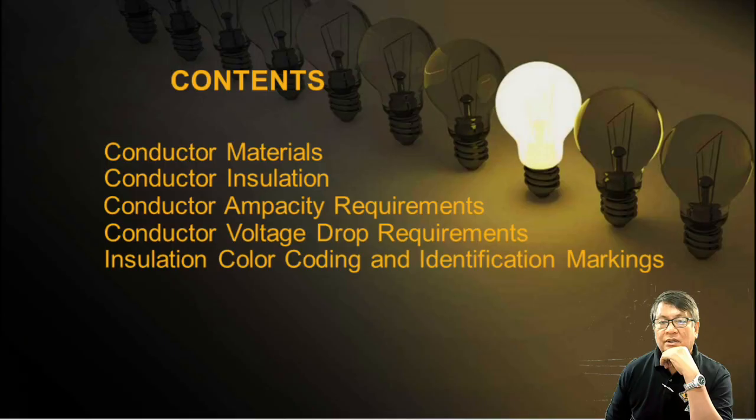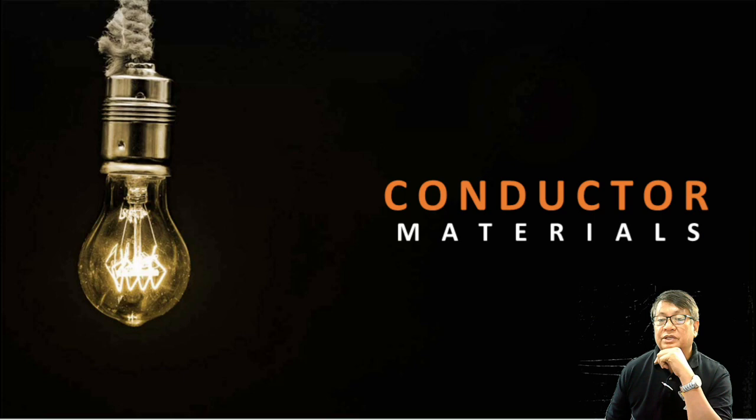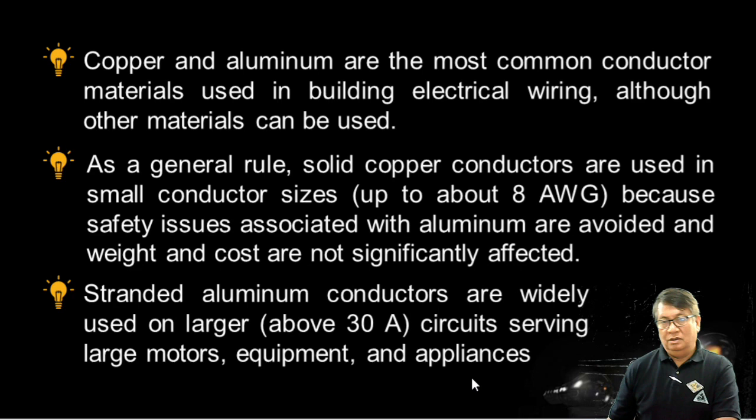Mga cables. Conductor materials, insulation, conductor capacity requirements, voltage drop requirements, insulation, color coding, and identification marking. So let's begin with conductor materials. Basically, copper and aluminum are the common conductor materials that are used. Solid copper is used for the small sizes, which is a small conductor, maybe up to about 8 American wire gauge or 8.0 mm squared.